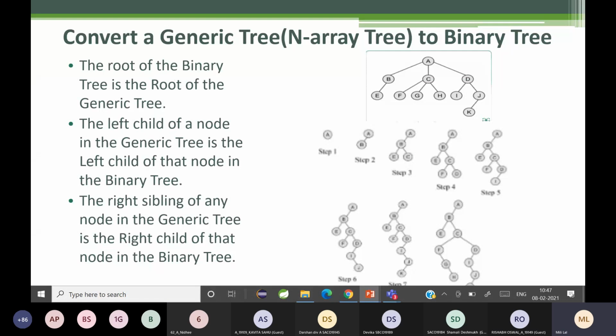Does I have a right sibling? Yes, ma'am. I has a right sibling, which node is going to be the right child of I? J. So that is step 6. Okay. Now, does J have a right sibling? No. Does J have a left child? Yes. So J's left child is going to be K. That is step 7.